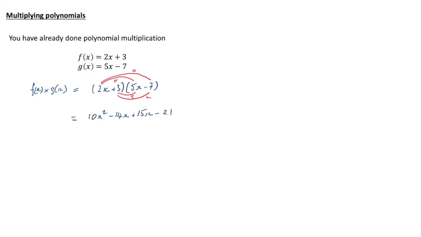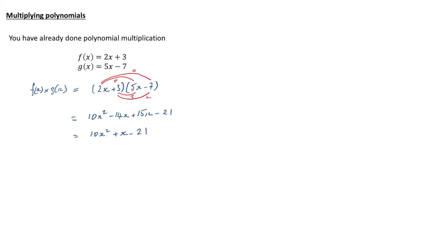So if we do the first term from each bracket, multiply them, 2x times 5x is 10x squared. The outside, we've got 2x times minus 7, which is minus 14x. The inside is 3 times 5x, which is 15x. And then the last from each bracket is 3 times minus 7, which is minus 21. And we can then combine the minus 14x with the 15x to give us plus x, and we have 10x squared plus x minus 21.